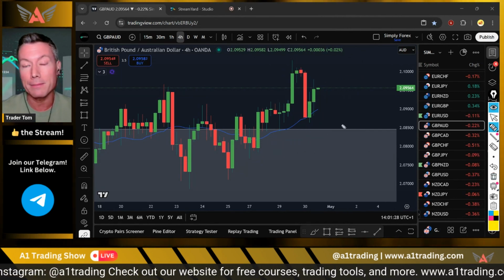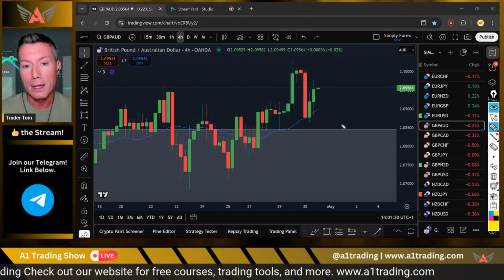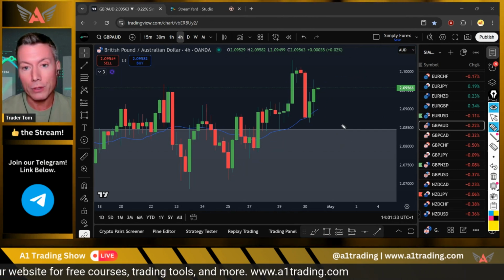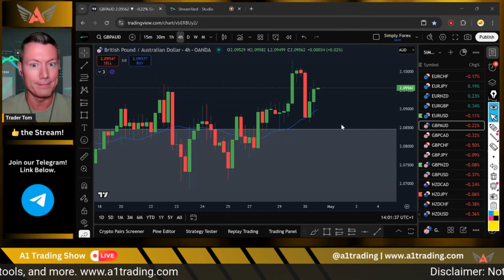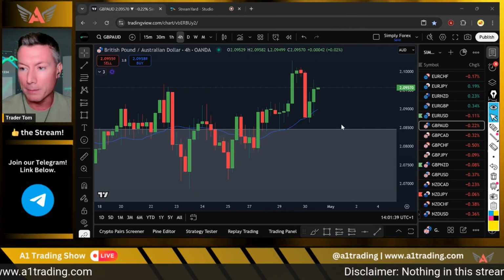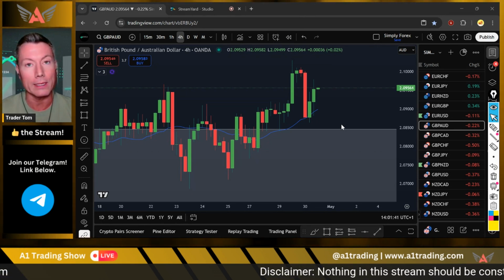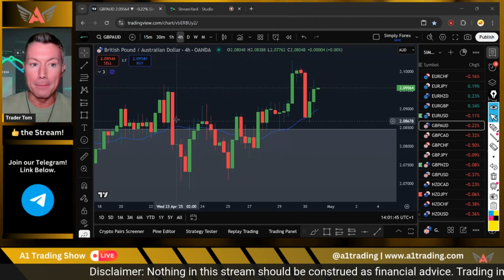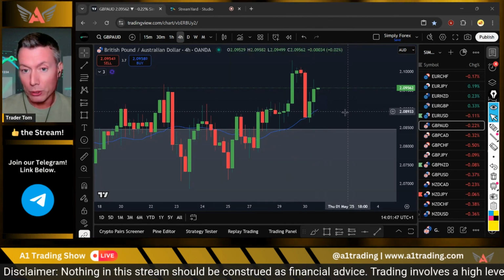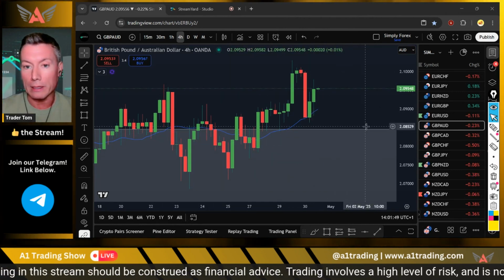Very simplistic and based on price action. And price action is made up of structure and trend, support and resistance, candlesticks, and this concept of value. And that's it, guys. So pound Aussie dollar, I'm in this trade currently, all right?